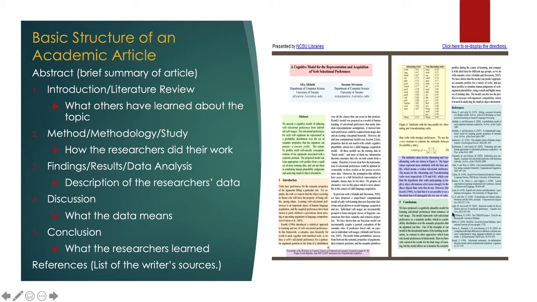And the references is simply a list of all of the sources that this professor or researcher read before he or she did their own study. And so references comes at the very end. And if you want to find more sources of reading, the references can be really helpful. So that's the basic structure of an academic article.